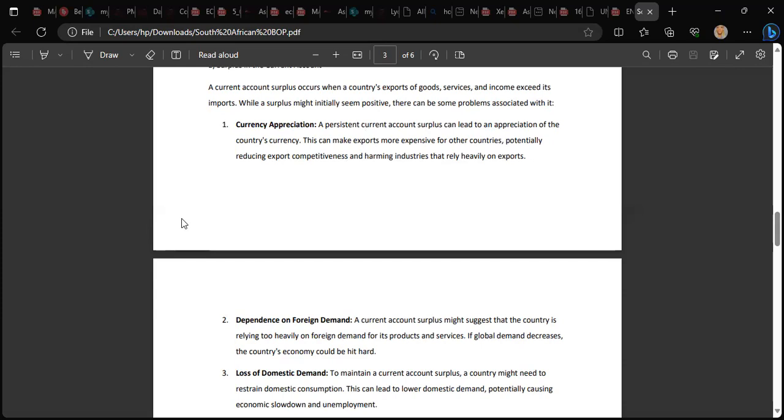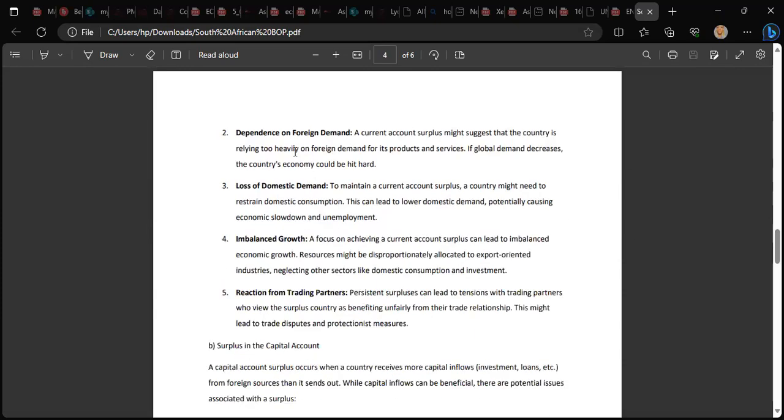And then again, there's a likelihood that where there's a surplus, there's going to be a dependence on foreign demand, right? It might suggest that the country is relying heavily on foreign demand for its products and services.